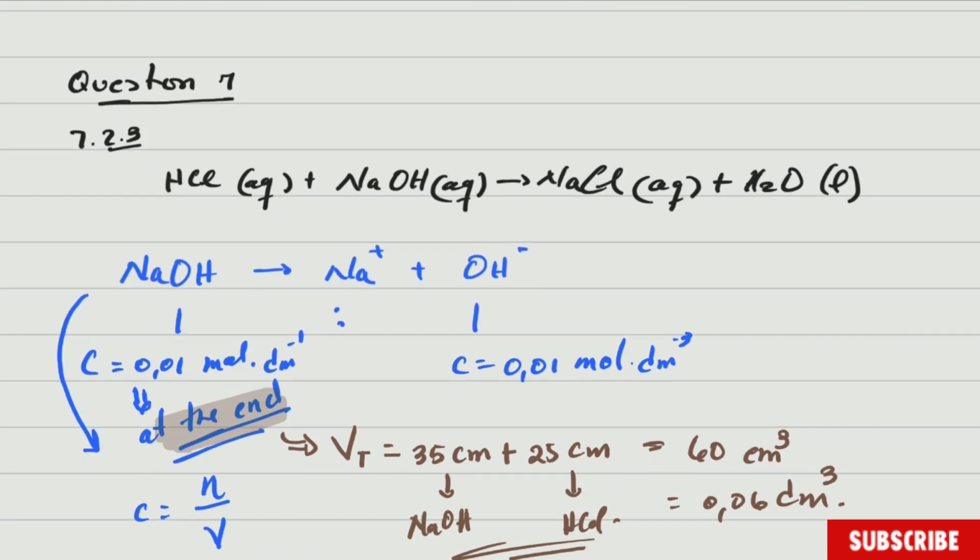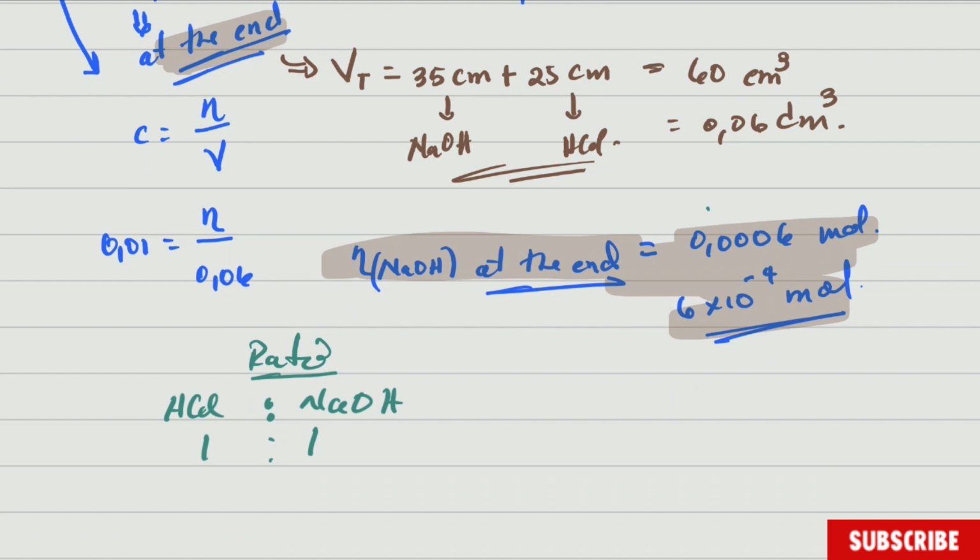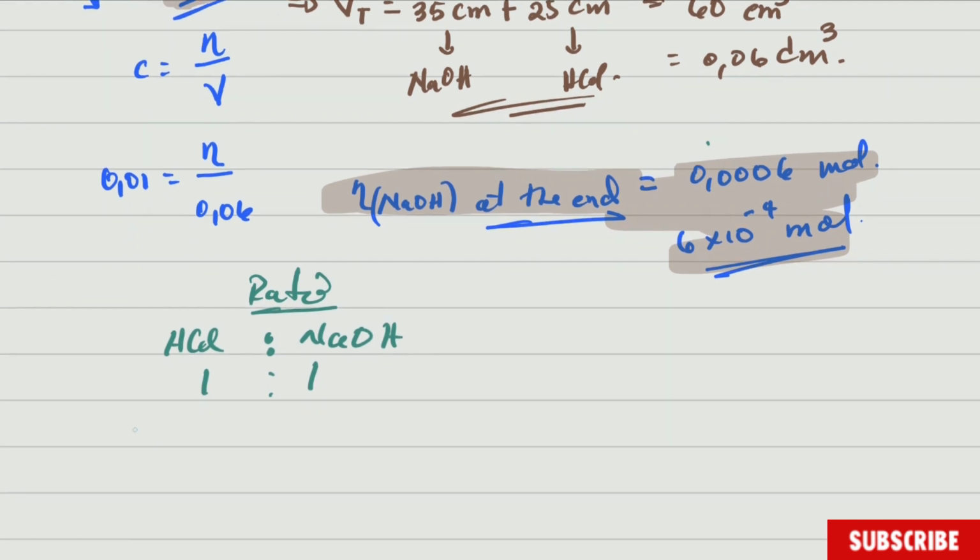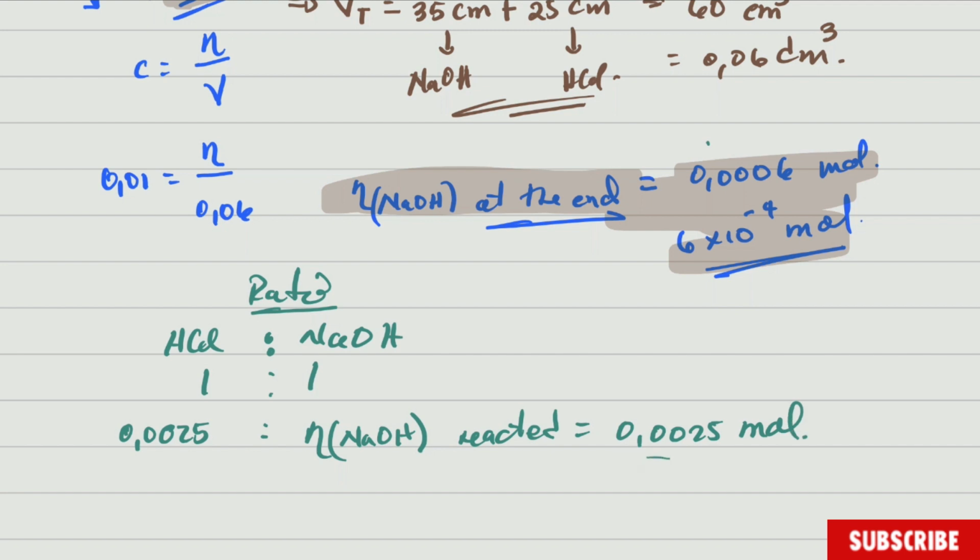If we go to the reaction, we can see the ratio is the numbers at the front. Now we are looking during the reaction. So this is the number of mole reacted. So if this one was 0.0025, then it means that the number of mole of NaOH reacted is equal to 0.0025 mole. This is the number of mole of the sodium hydroxide that reacted during this reaction.